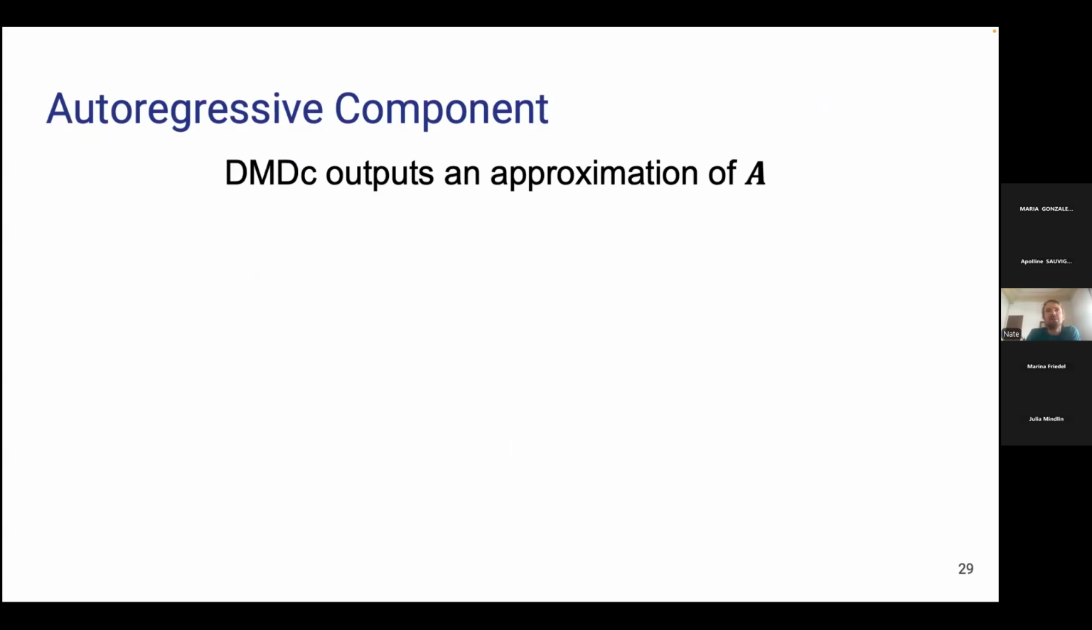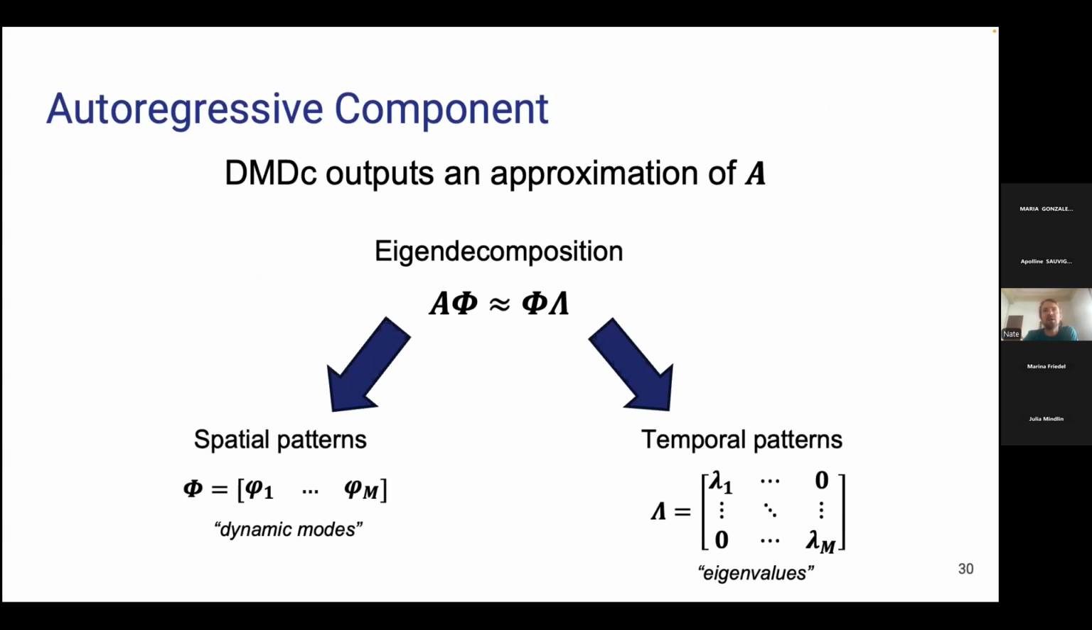Okay, so let's talk about the autoregressive component. DMDc outputs an approximation of A. And when you do the eigen decomposition of this approximation, you get these spatial patterns, which are called dynamic modes, and you get the temporal patterns associated with each one, which are the eigenvalues. Essentially, each dynamic mode has some sort of oscillation pattern over time, which comes from these eigenvalues, lambda. We'll leave it at that.